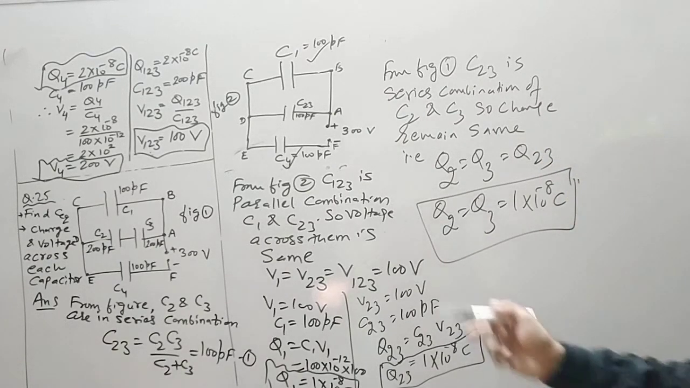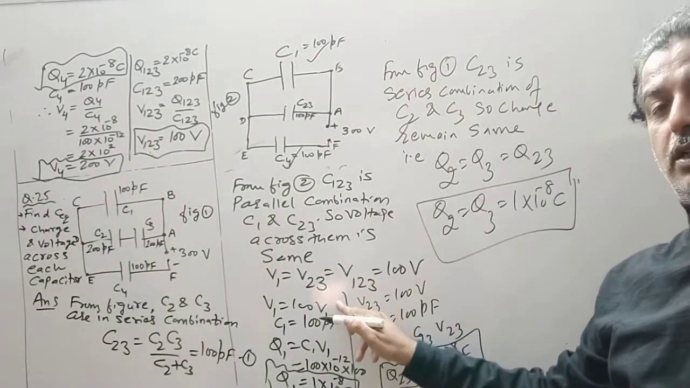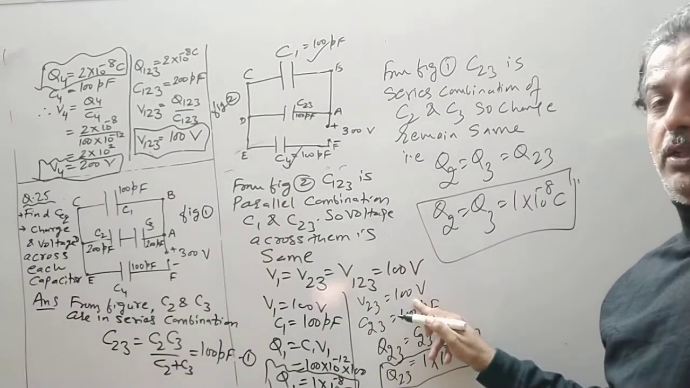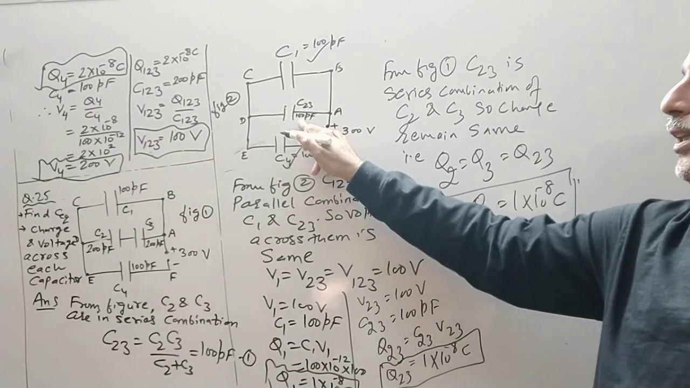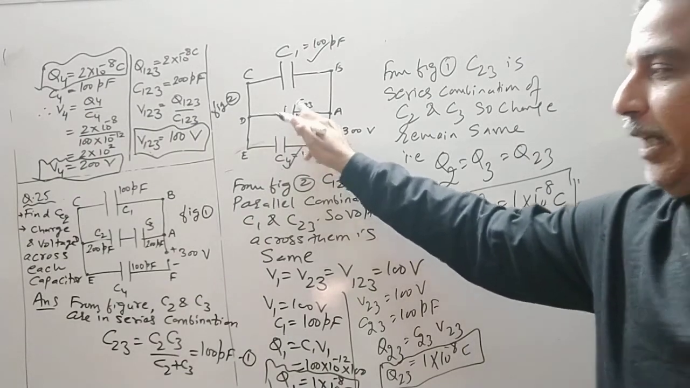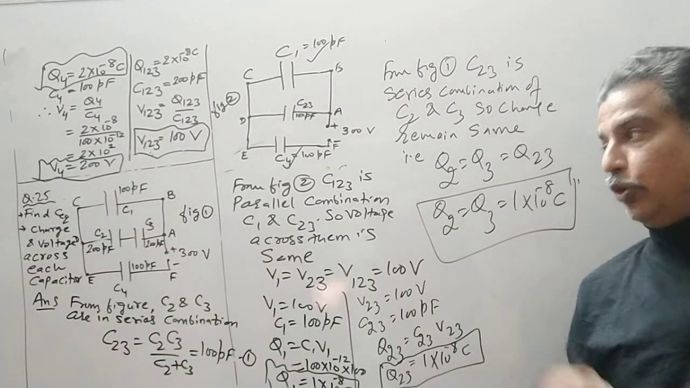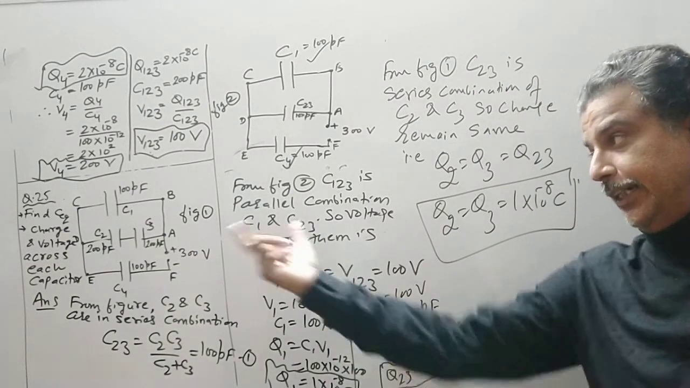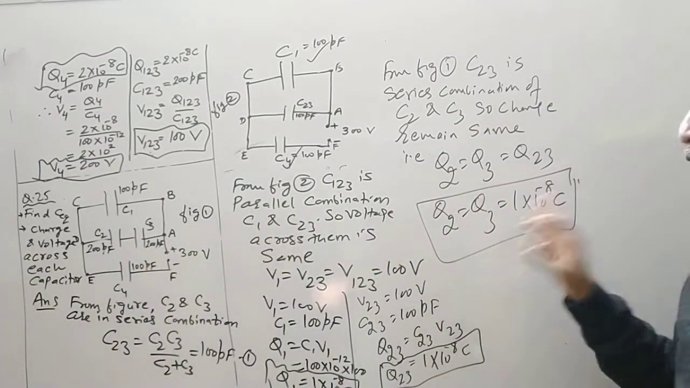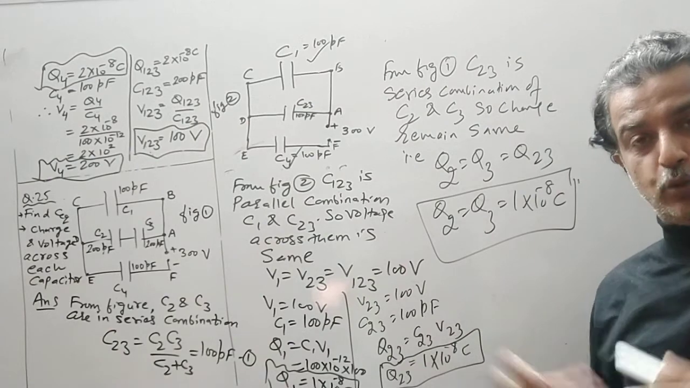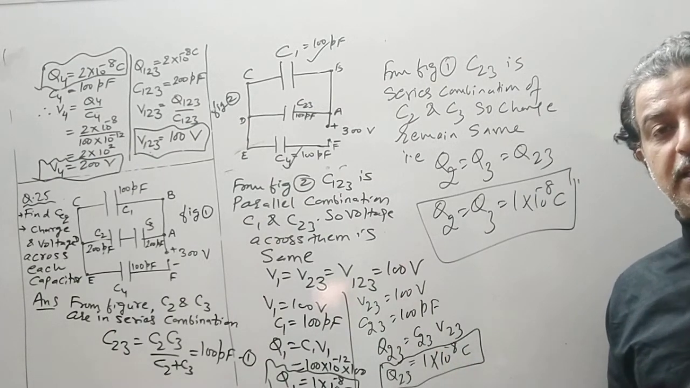And V23 we have to find out. V4 has been found. V1 is 100 volt. V23 is 100 volt. And V23 here is 100 volt, and if we move to this side, it is a series combination. So V2 plus V3 should be 100. So they are identical. C is the same. See, C2 and C3 are the same. Q2, Q3 are the same. So voltage should be the same and the total should be 100. So I can say V2 is 50 volt and V3 is 50 volt.